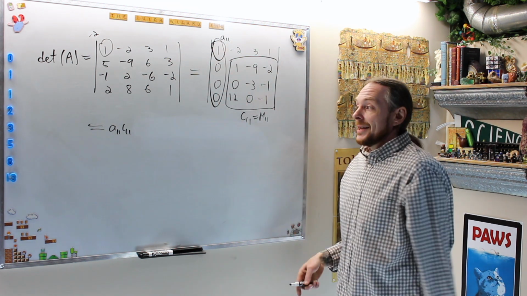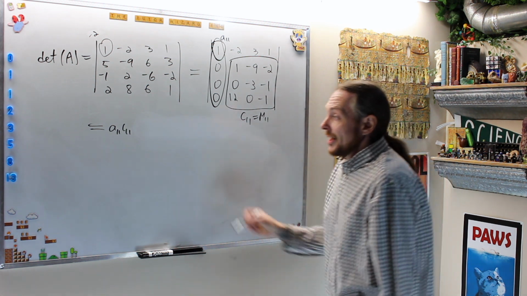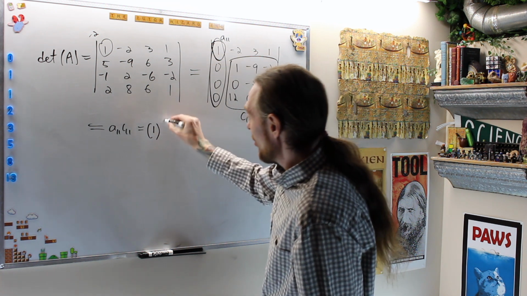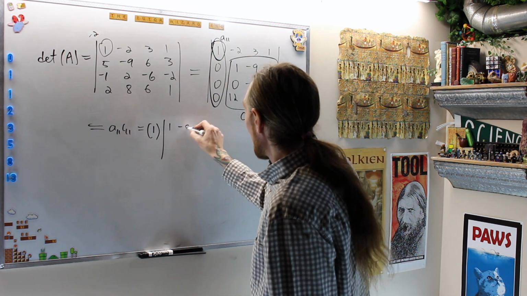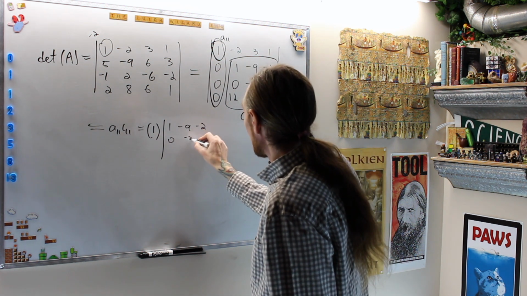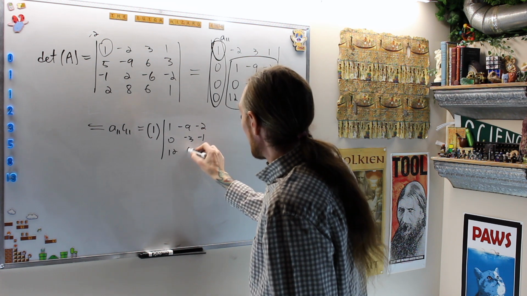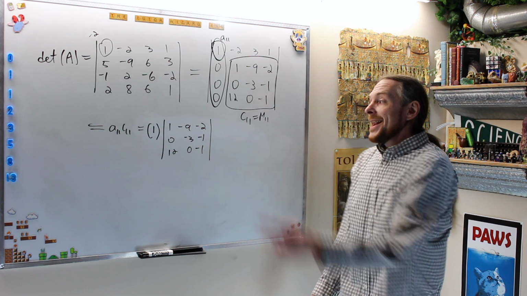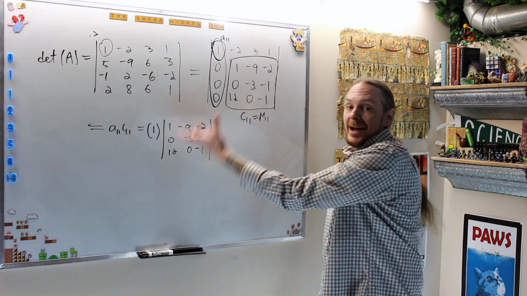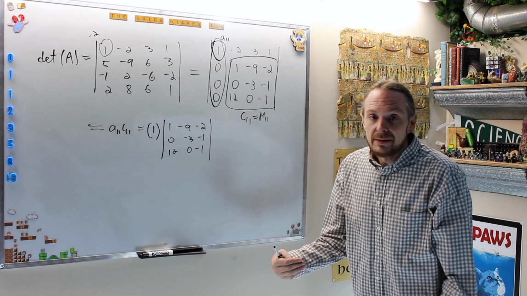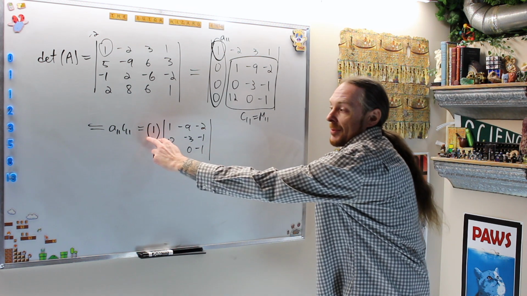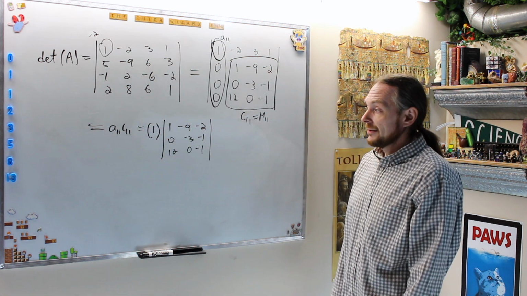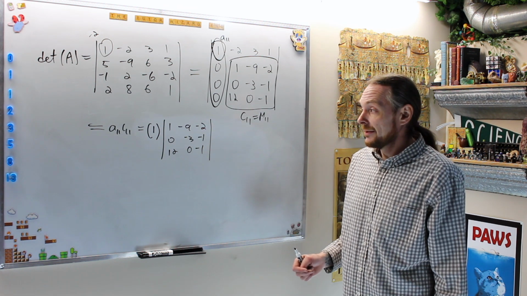So using that technique by cofactor expansion, this is equal to 1 times the cofactor, which is 1, -9, -2, 0, -3, -1, 12, 0, -1. And now you can finally see, because I've done a 4 by 4, forget where that came from. I now have to compute a 3 by 3 determinant. So ignore that. Keep your numbers from the operations out front, if you have any. This is a 1, so I can get rid of it.